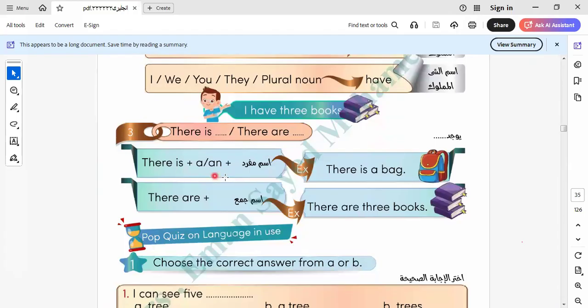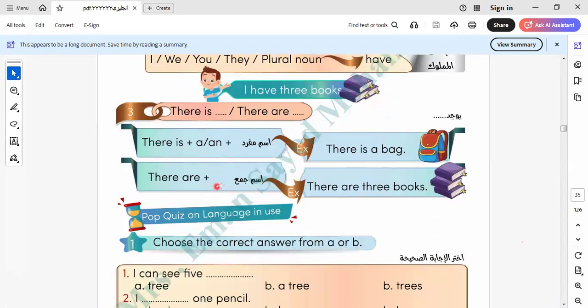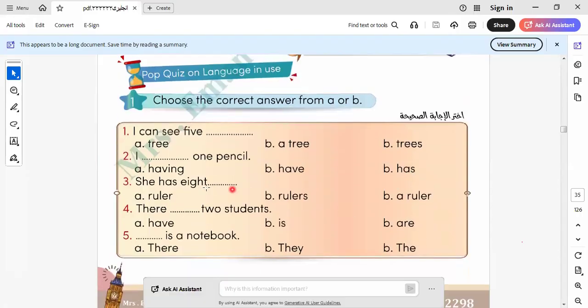Here we say there is a or an. There is, there are. There is with singular form and there are with a plural form. Here we say there is a bag. There are 3 books. Let's do this exercise together.